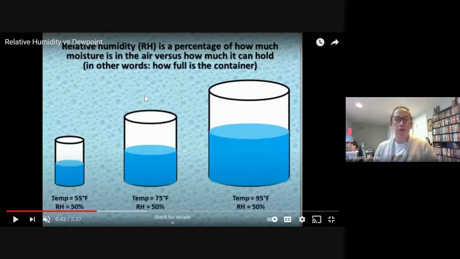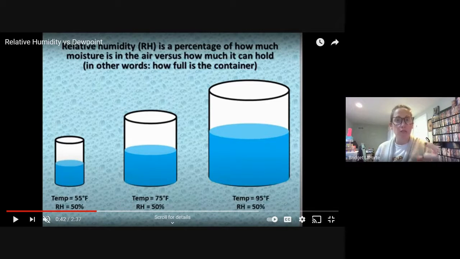All right, so taking a look here, just going to throw this on the big screen. And we can see here three different containers. All right, this is our analogy for relative humidity and dew point. If we look at each of these containers, you would say each container is about 50% full, right? It's got half of the container is filled with, in this case, water. But if we take a look, the relative humidity of each of these containers would say 50%. Right? 50% humidity. But if I look at the temperature, it is 55 degrees, 75 degrees, and 95 degrees.